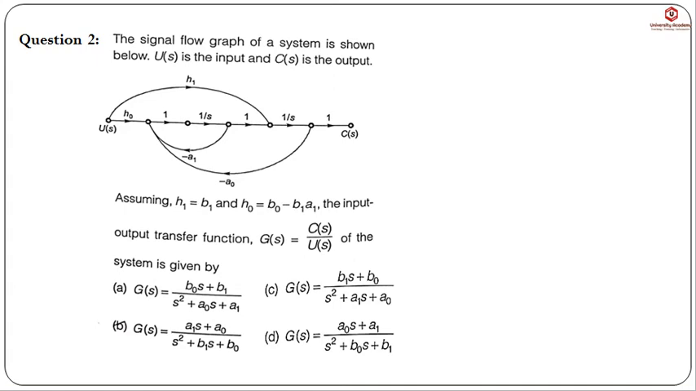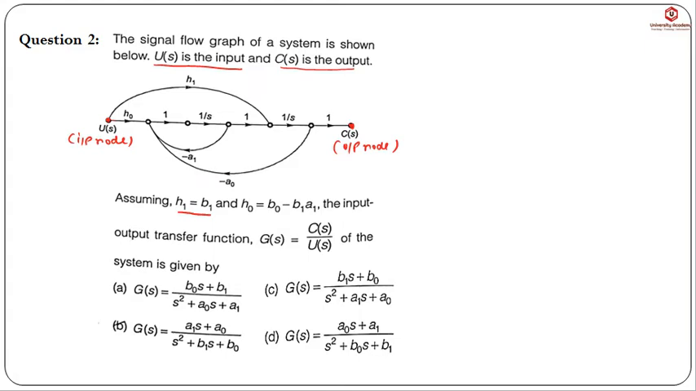The question is: the signal flow graph of a system is shown below. U of s is the input. This U of s node is an input node because only outgoing branches are present. C of S is the output node, because at this node only an incoming branch is present. Now we have to assume that this H1 is B1.